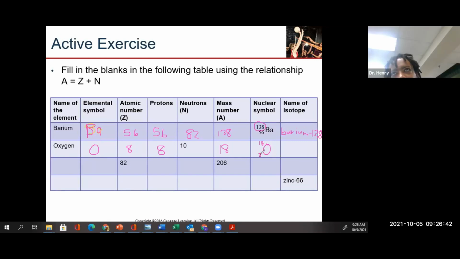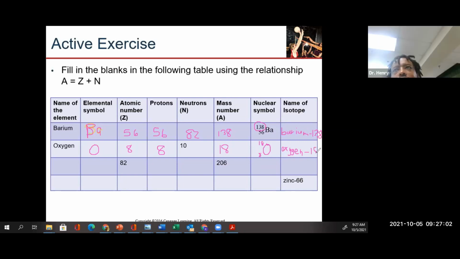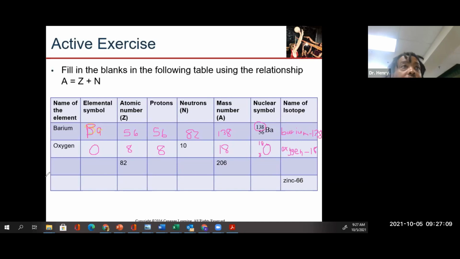Okay. And then what do we call this guy? Oxygen-18. Okay. The next one. It has an atomic number of 82. What has an atomic number of 82?